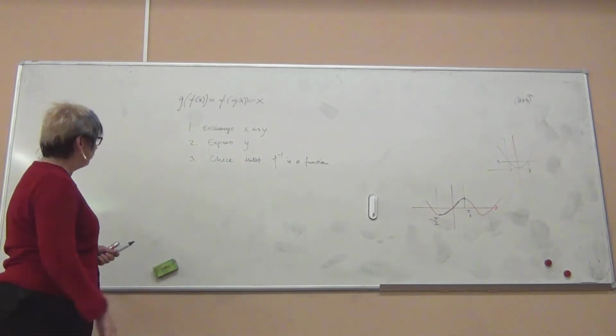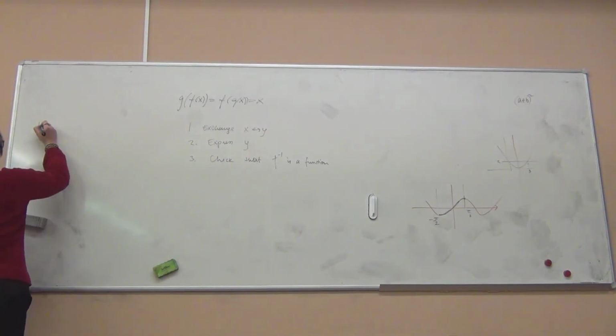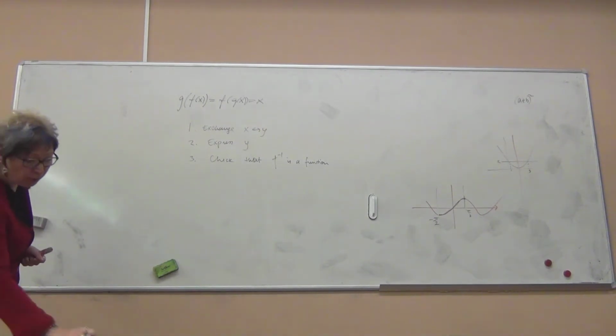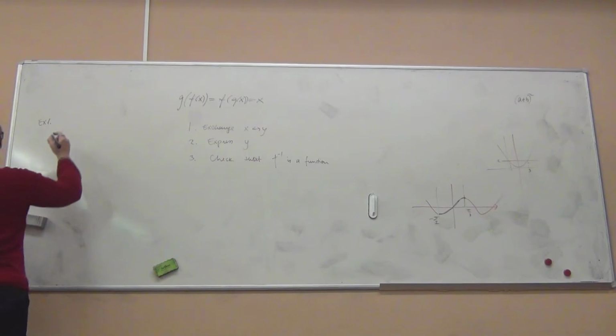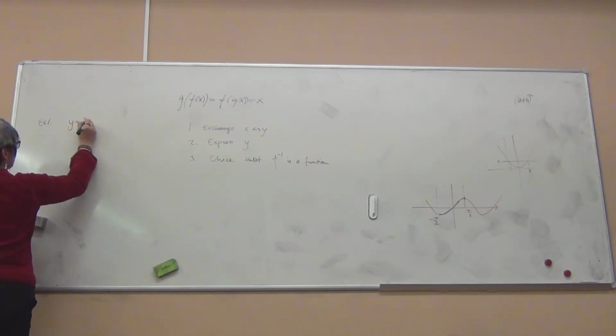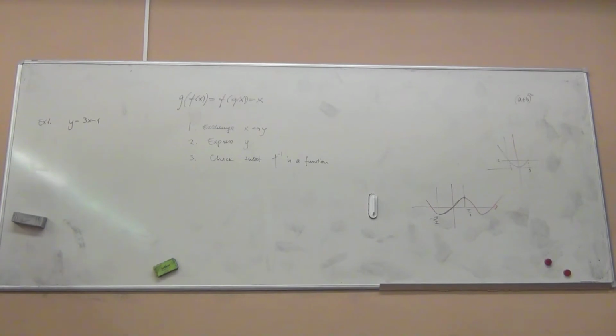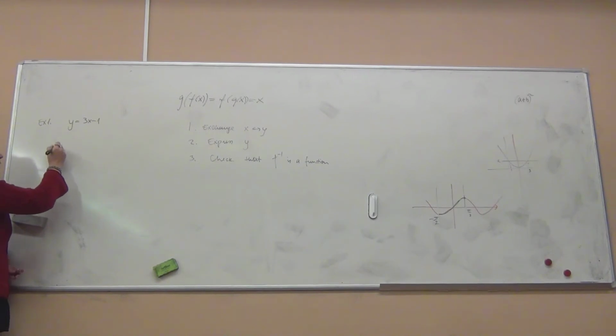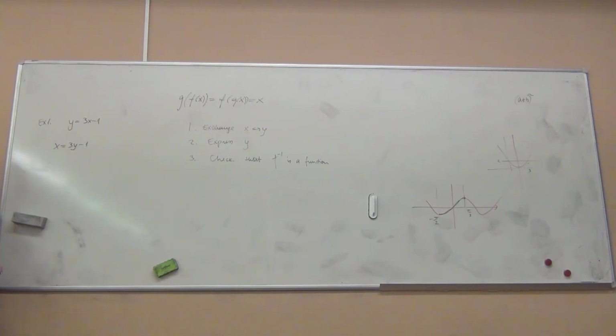Let's do something practically. Okay, real example 1. If the given function is y equals 3x minus 1, let's find the inverse. So the first step, exchange x and y. x equals 3y minus 1. Now the next step, express y in terms of x from this. 3y is x plus 1, so y equals (x plus 1) divided by 3.